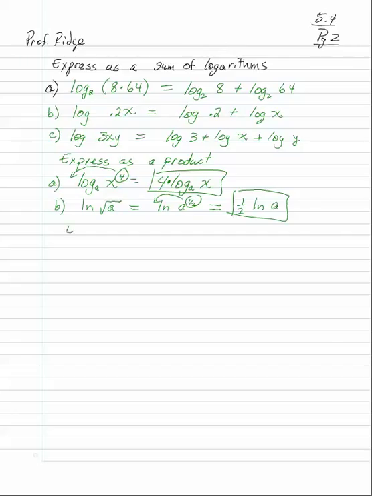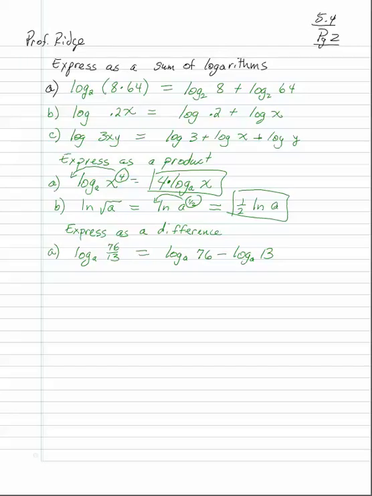Okay, now let's try expressing as a difference. So subtracting, we use the quotient rule. Log base a of 7/13 will be log base a of 7, so the top one's first, minus the bottom one, log base a of 13. Okay? Alright, we don't need to do another one.